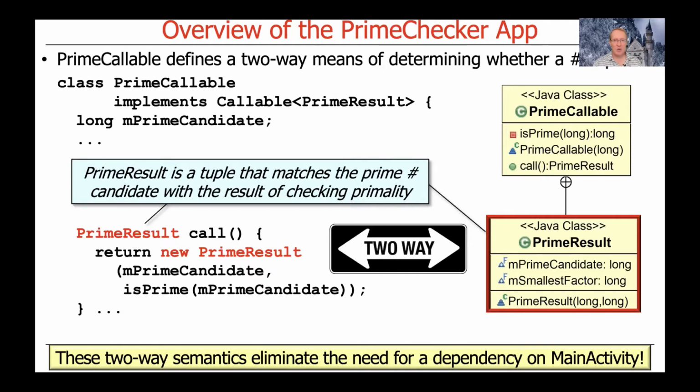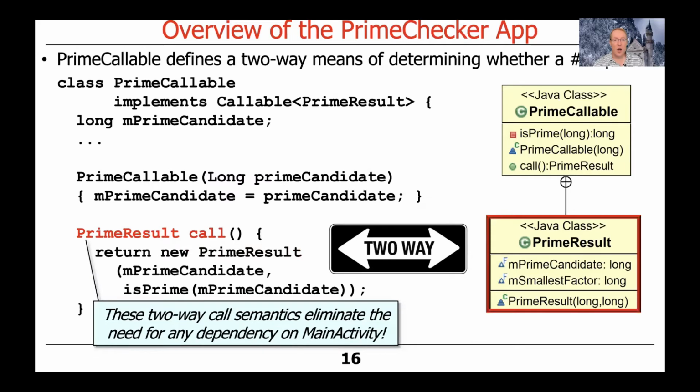One of the nice things about using this two-way model is we no longer have any dependencies in our PrimeCallable class on any Androidisms or Android classes or Android features like the main activity. In contrast, if you go back and take a look at the executor implementation, the Prime Runnable class had a dependency on the main activity, which complicated various things. When the call method is invoked, it's going to be running in a thread in the worker thread pool. And this way we get the results back, and it keeps everything nice and clean because we have two-way semantics here.